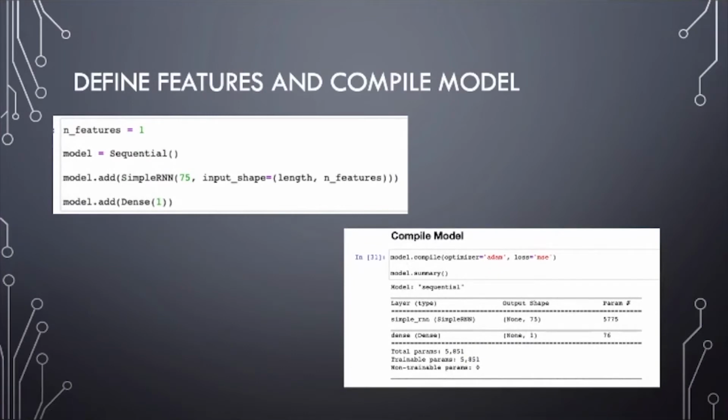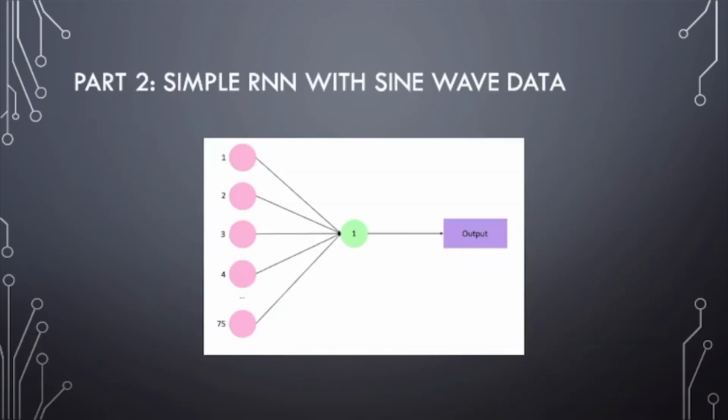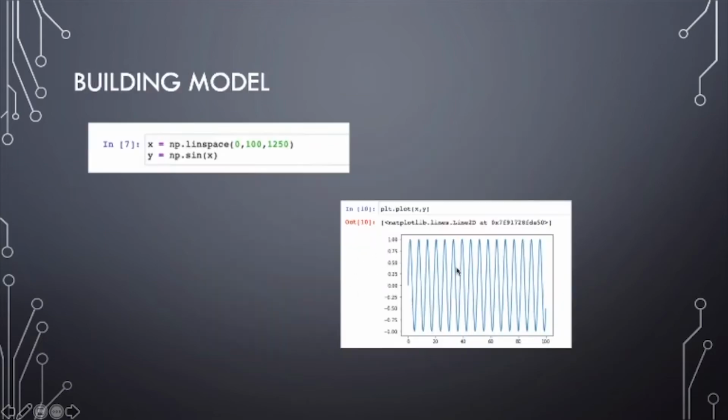After this, we need to define features and compile the model. As you can see right here, there is 75 next to simple RNN. That represents 75 neurons that are going to be in our model. We can also see right here this dense 1. That is the 1 layer that we're adding to our model. This is represented in the diagram that I showed you earlier, which we can go back to. As you can see, the pink represents the 75 neurons. This green represents the dense layer. So these 2 layers will then give us an output.